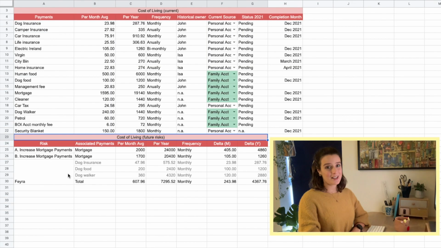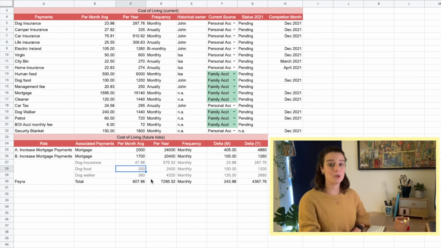Another future risk that we accounted for here was Farah. Farah is actually our future dog. We currently have one dog and we intend to have a second dog sometime in the future. We don't know if that's happening next year or not. We're still considering it, but because it might happen, we have added here how much it would cost us to have a second dog.